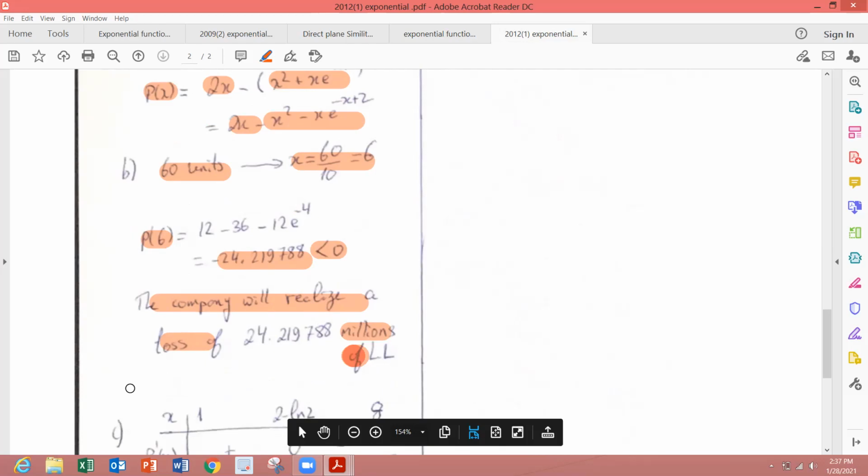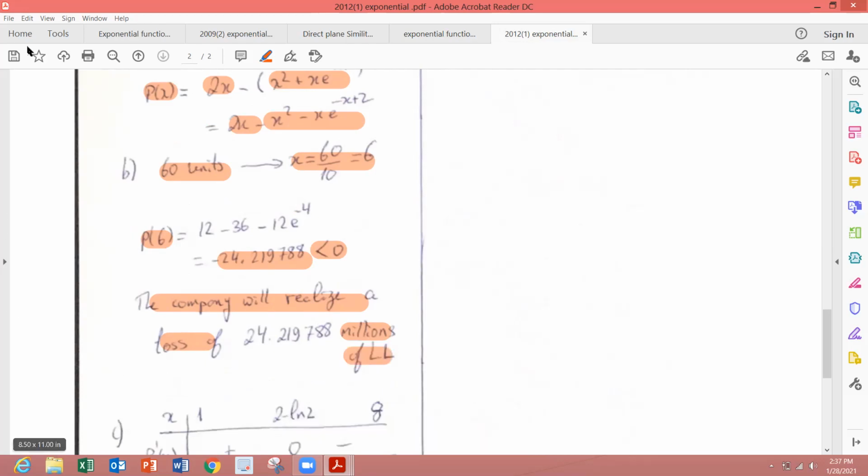Okay, still one part, which is part C. Any questions, any difficulties in this part? No.